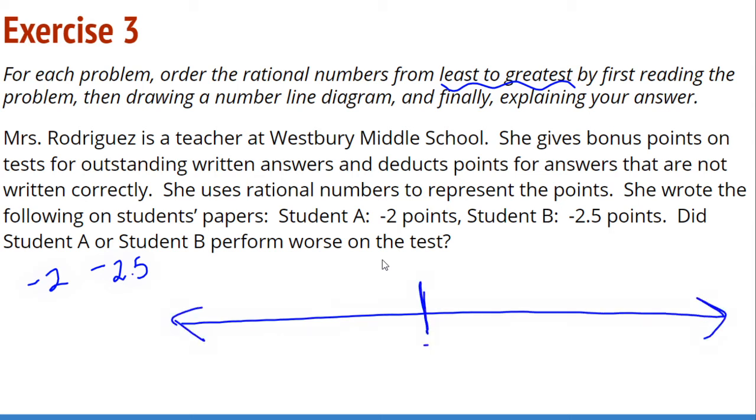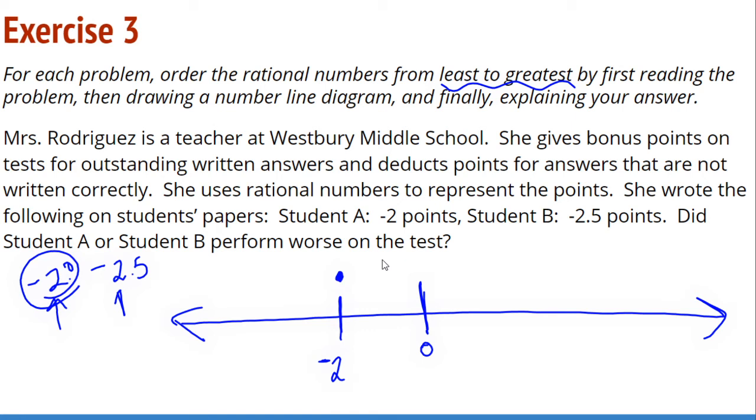And I'm going to put my 0 on here. Now I notice that both of these have a whole number of 2, so I'm going to put a 2 on my number line. Now I notice that this -2 here doesn't have anything that comes after it. So it lines right up here with the -2. So here's one of the students, student A.